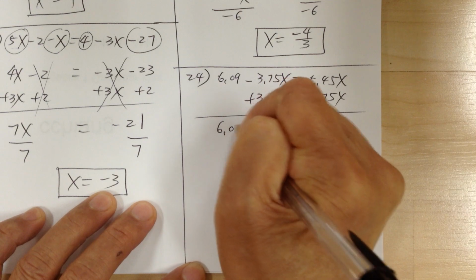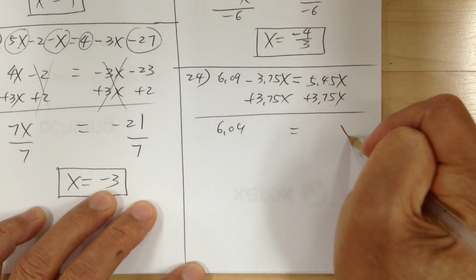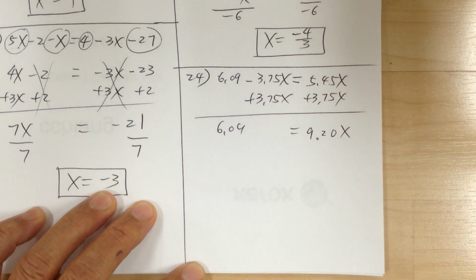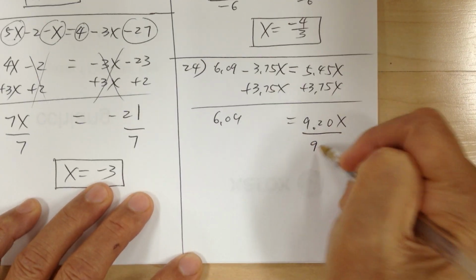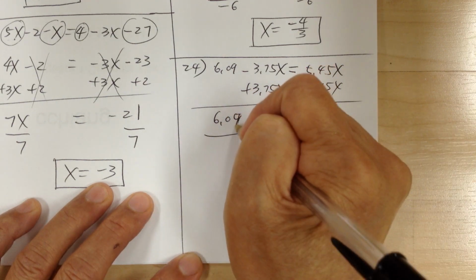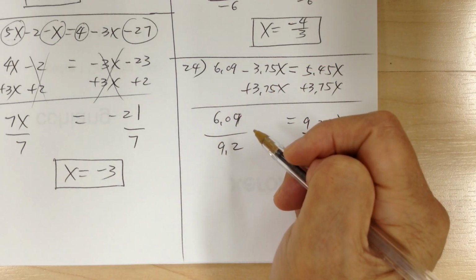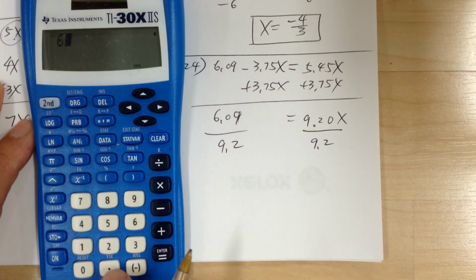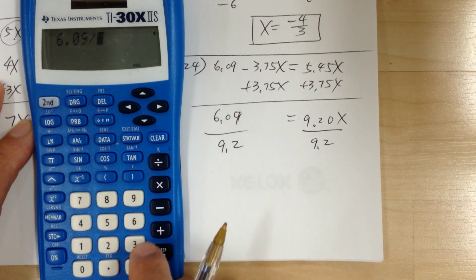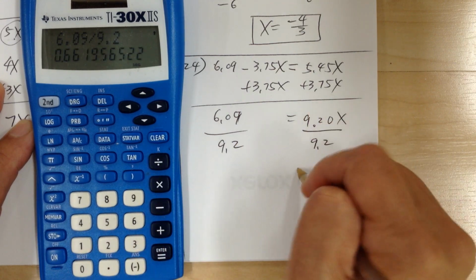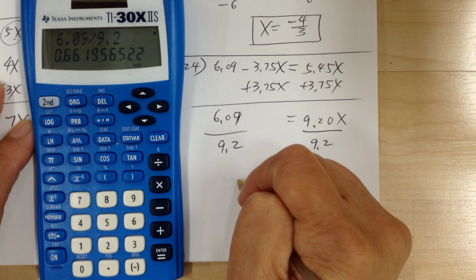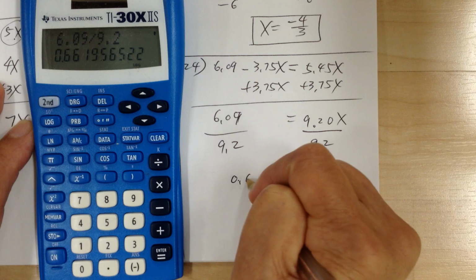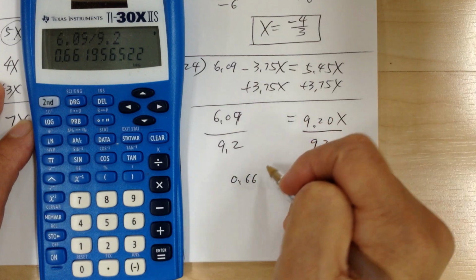So you got 6.09 equal to, okay, so it'd be 9.2x. So divide both sides by 9.2. So get your calculator. 6.09 divided by 9.2. So I get x equal to, and read the instruction, 3 decimal places. Okay, so it'd be 0.66195. So you have to round it off to 0.662.